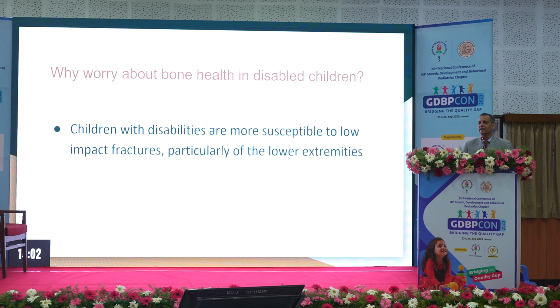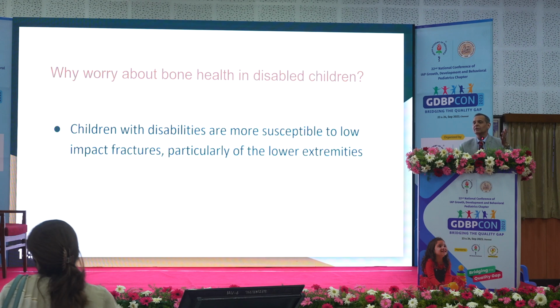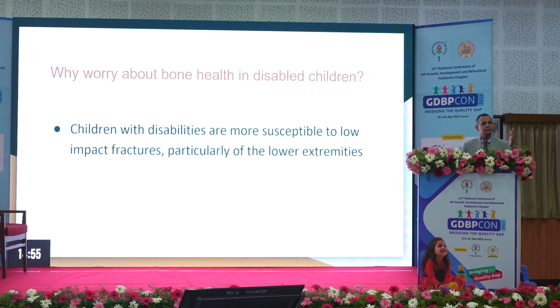For example, if you are playing rugby and a player falls on you and you break a bone, that's normal. But somebody just pats on your back or pats on your arm and you break an arm, that's a pathological fracture. So low impact fracture, especially in the lower limbs, where your legs are normally very strong, is very common in disabled children.